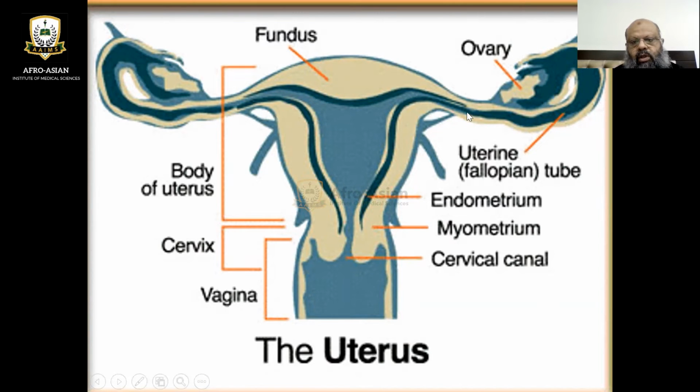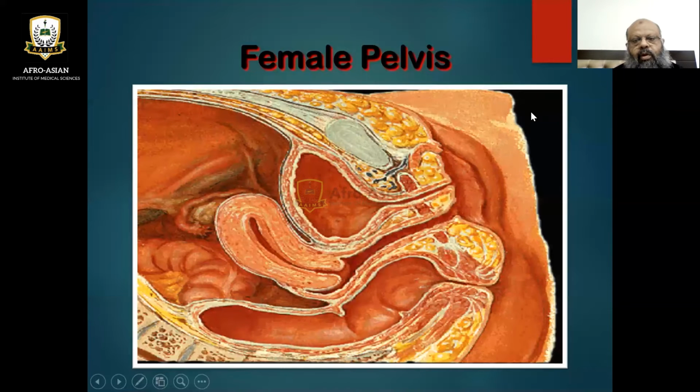These are two ovaries. Then we have the fallopian tubes, endometrium. Here, this is the myometrium, the cervical canal, and vagina. When the patient is lying supine, here is the vagina. Then comes the external os. Here is the internal os.